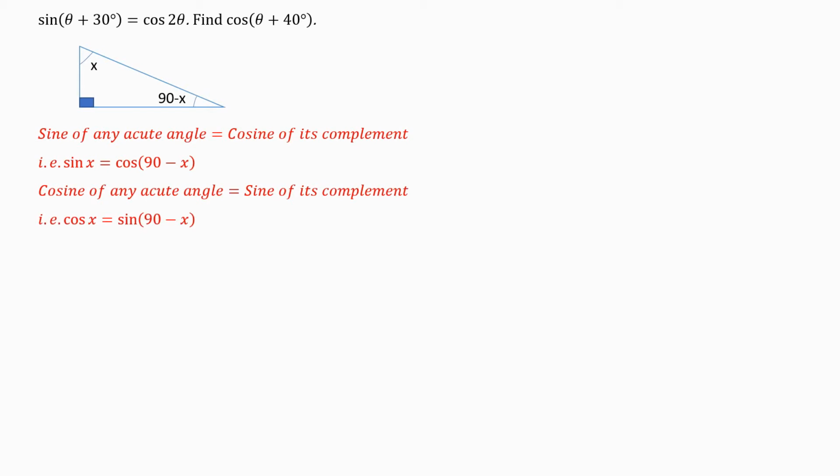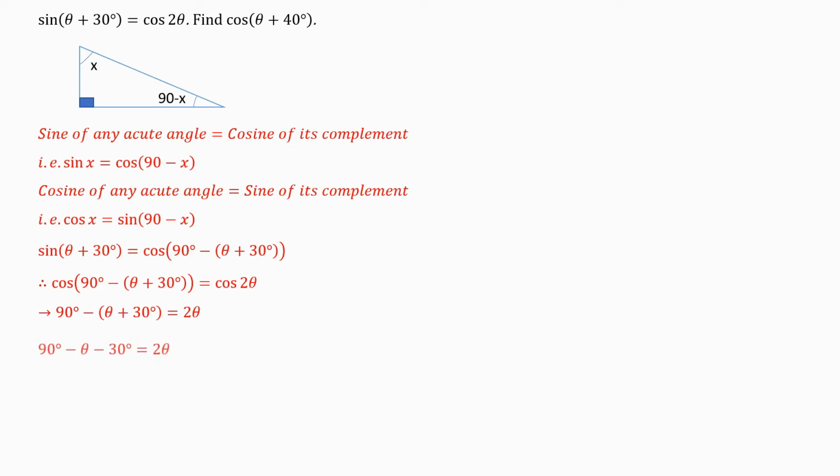So using the expression we've been given, sine theta plus 30 degrees is equals to cos 2 theta. Assuming theta plus 30 degrees is our x, so sine theta plus 30 degrees will be cos 90 degrees minus theta plus 30 degrees. And so we can equate the cos 90 minus theta plus 30 degrees to cos 2 theta. Then since they are both cos, we can factor out the variables. We have 90 minus theta plus 30 degrees is equals to 2 theta.